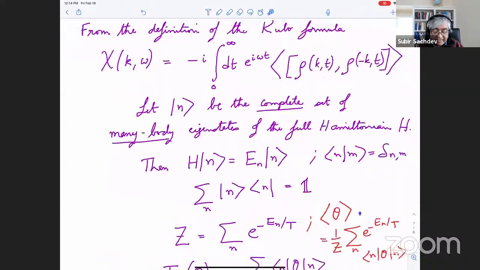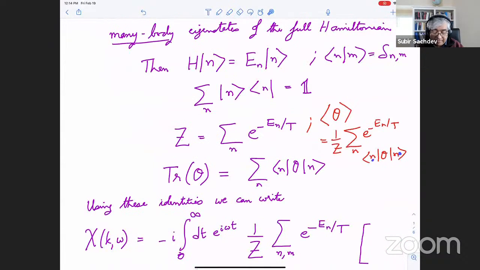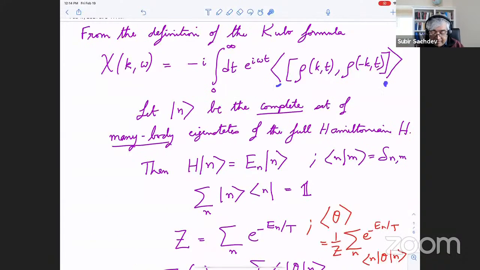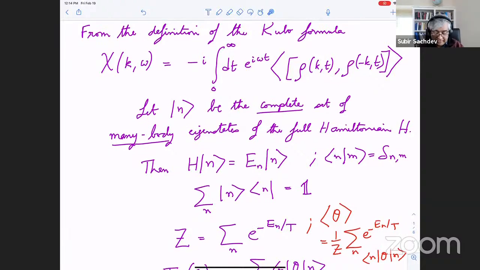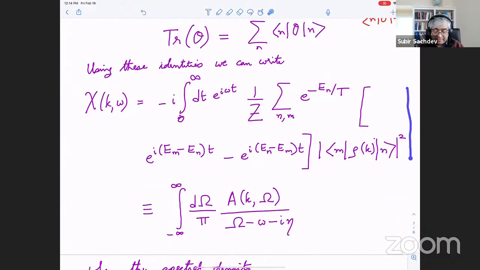It's the expectation value at any temperature. We're going to work at finite, general temperature here. If you are at zero temperature, you just replace this N by the ground state. Okay, so you do that here and you put one here. And so you get two complete sets of states that we call N and M. And then you can evaluate all the matrix elements. So if you do that, you get this expression.